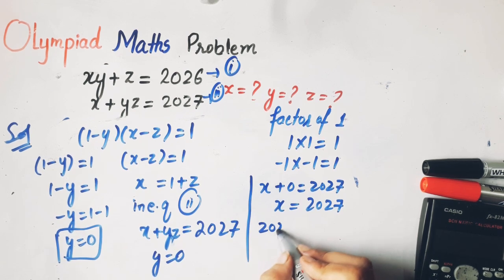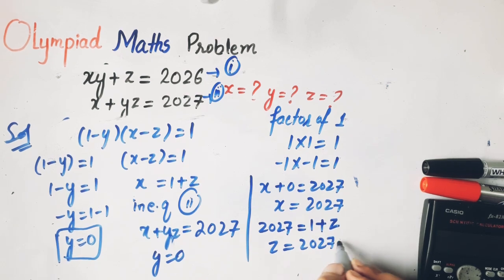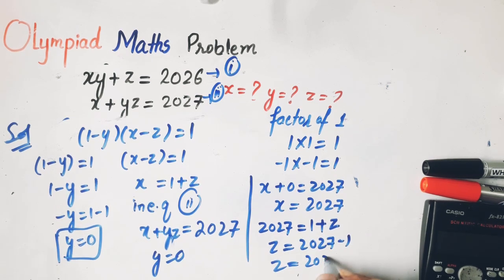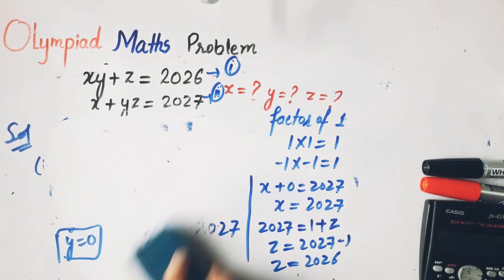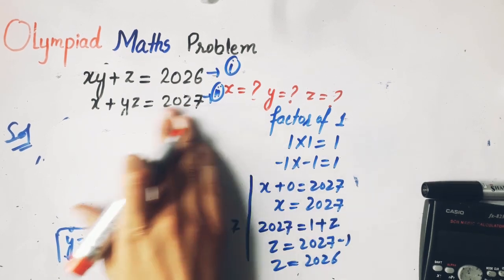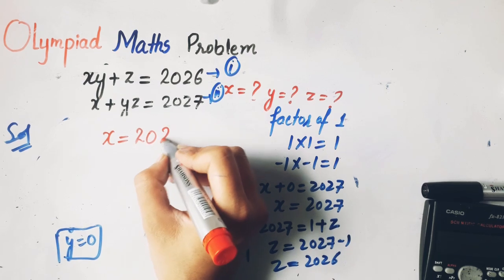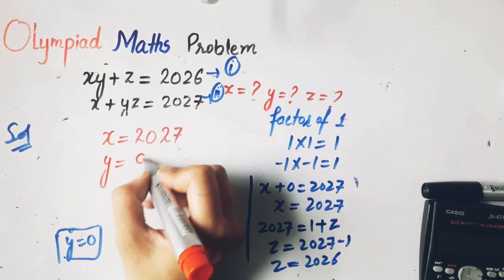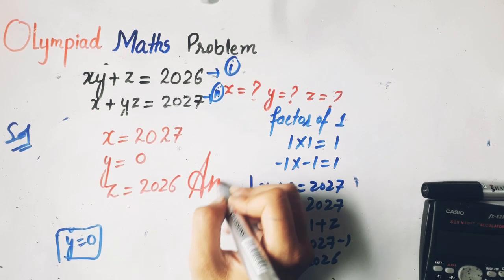So x is 2027 equal 1 plus z. So z is 2027 minus 1. That gives z equal to 2026. So this is the value of z. Now we will write the final answer here. We get x equals 2027, y equals 0 and z equals 2026. So this is the final answer.